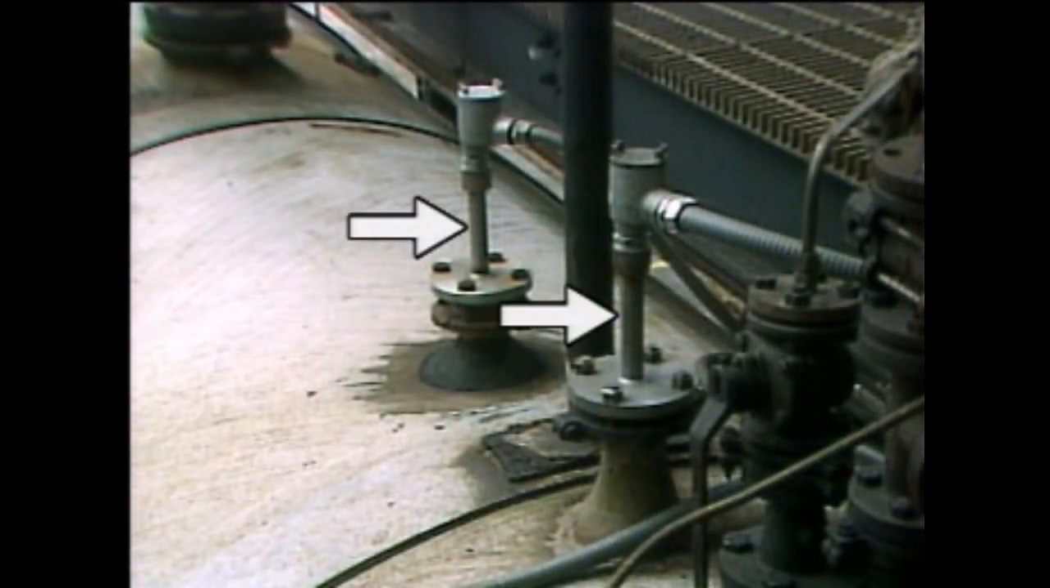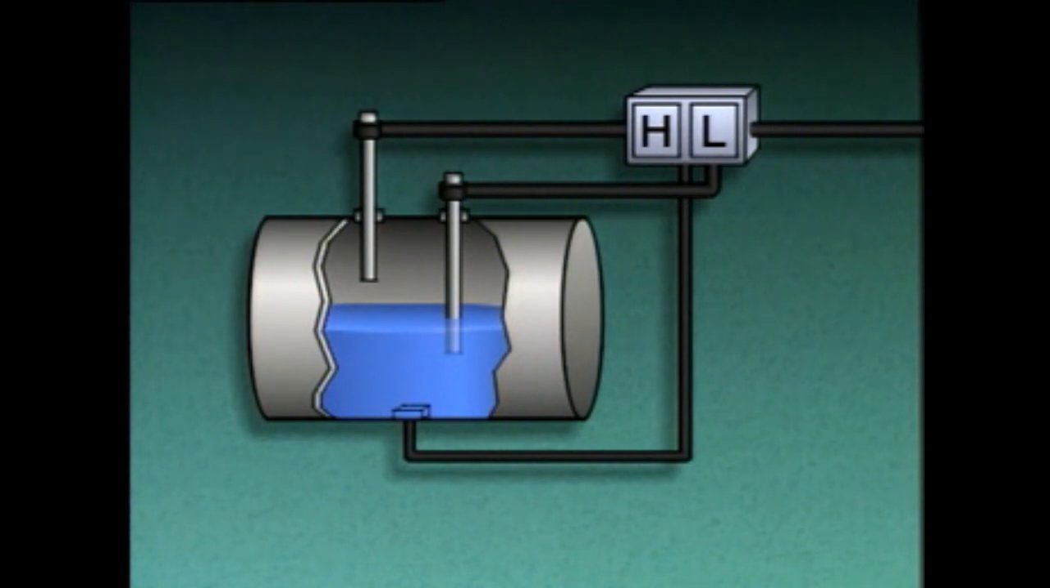Electrical probes, such as these conductivity probes, are another type of direct level measurement device. They're used with liquids that can conduct electricity in order to complete an electrical circuit. As this illustration shows, the conductivity probes are connected to a high and low level alarm. A current flow return path from the tank is also connected to the alarm. The two probes are mounted on top of a tank, and they extend to the minimum and maximum points to be measured in the tank.